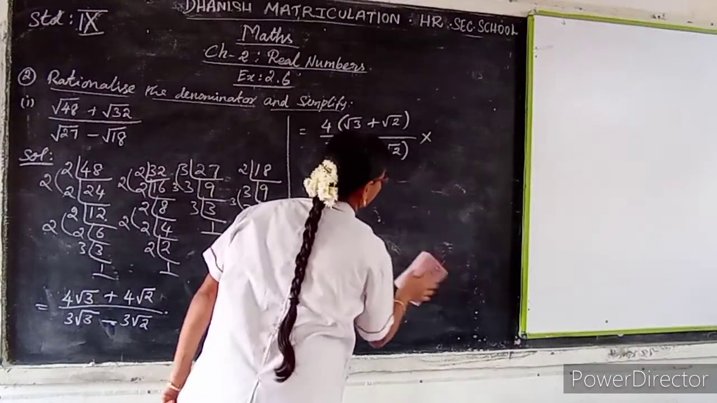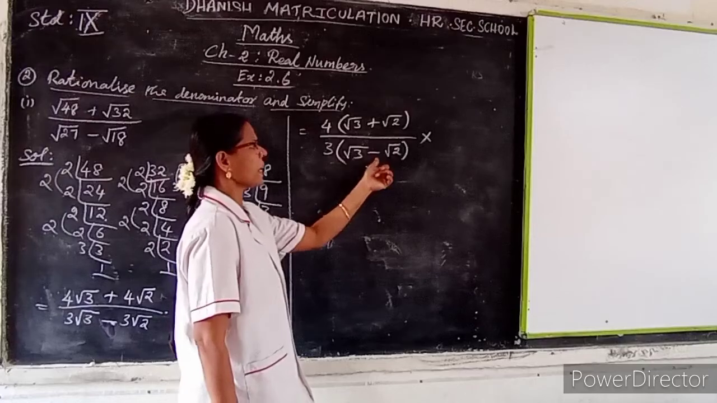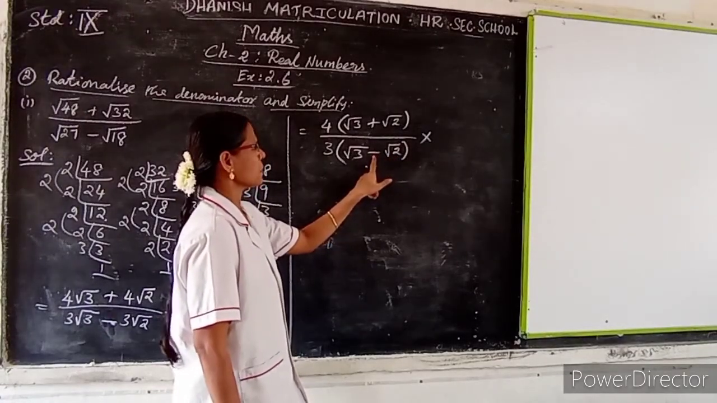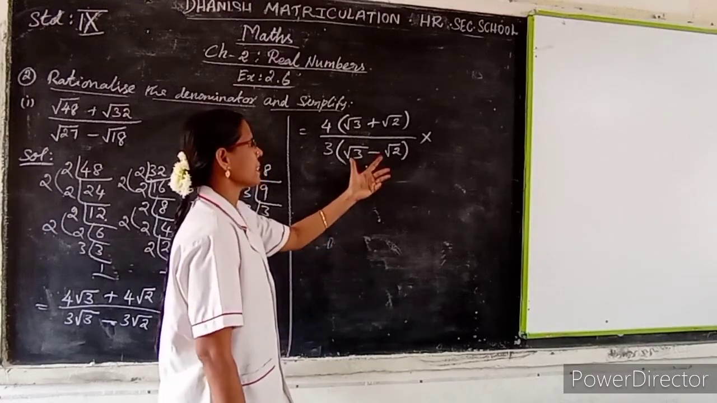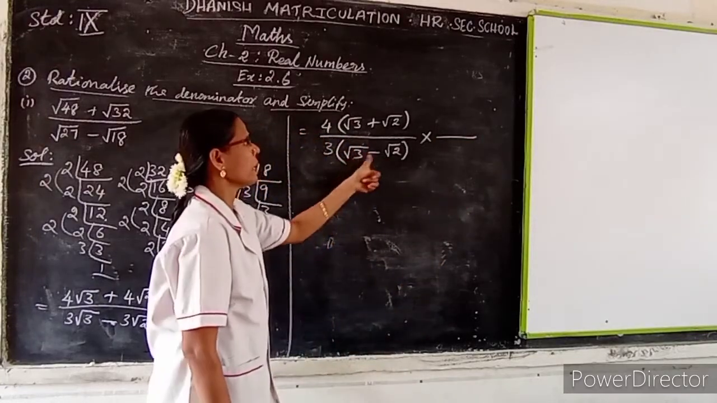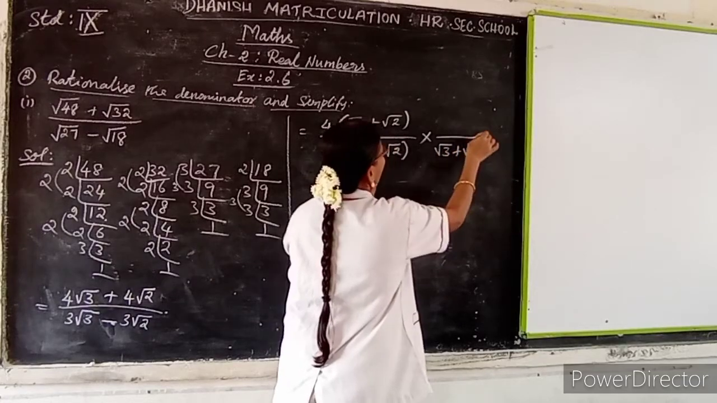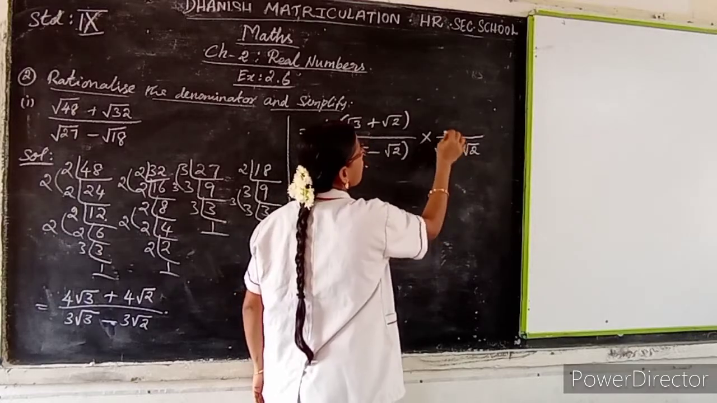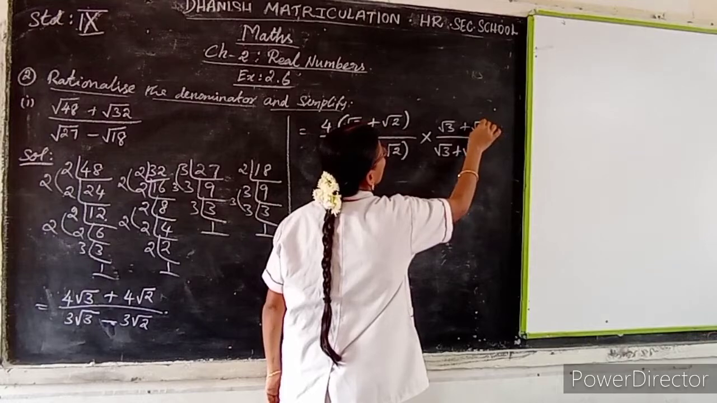So now, here see the denominator, root 3 minus root 2. We should change the sign here: plus means we should write minus, minus means we should write plus. That is the conjugate for this term. So here the conjugate is root 3 plus root 2. In the numerator also put the same terms, like root 3 plus root 2.